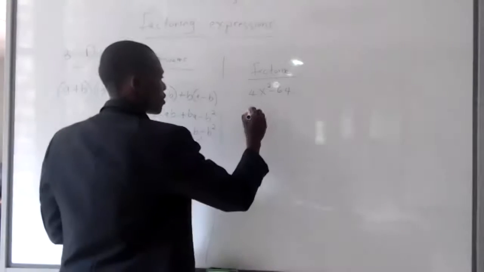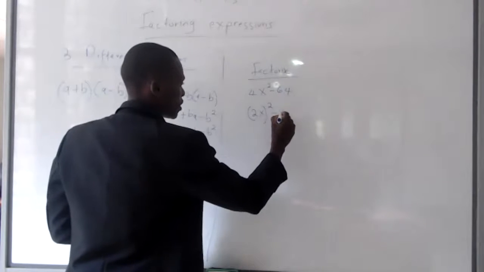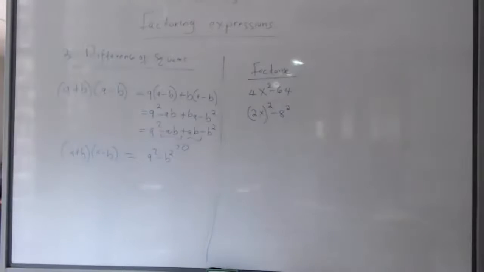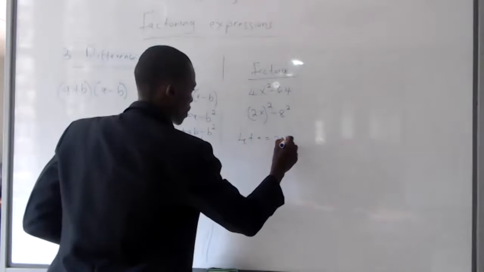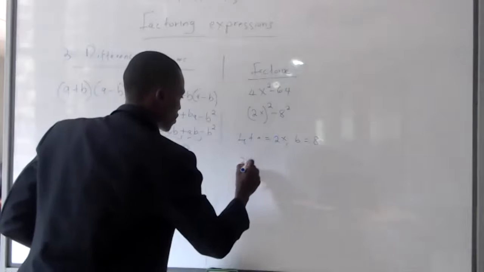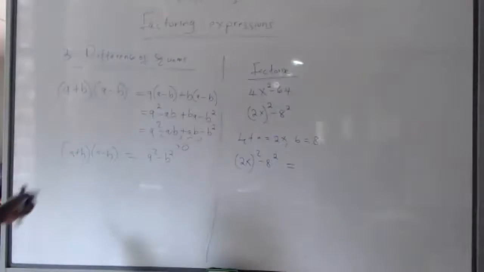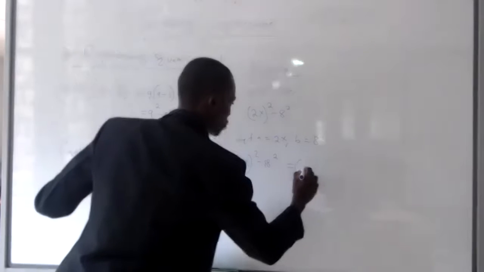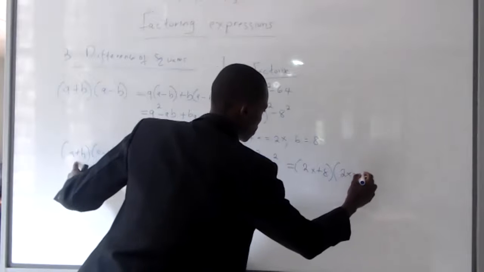So 4x squared is the same as 2x squared. 64 is the same as 8 squared. Then using the rule that we have here, let A be 2x, let B be 8. So that 2x squared minus 8 squared is going to be A plus B, so A is 2x, B is 8, times A minus B. Okay?